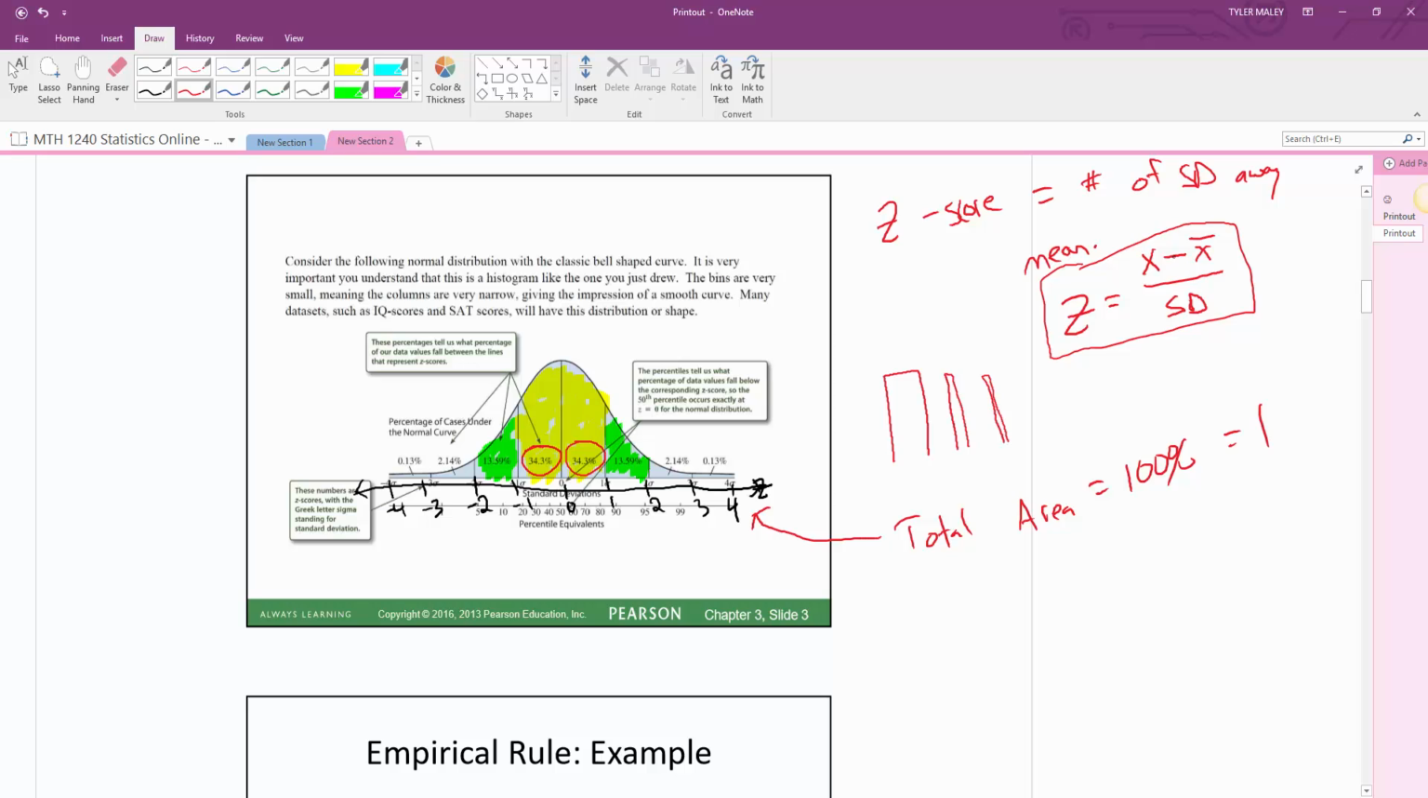It's just the ratio of the distance away from the mean compared to the average distance away from the mean. Since we're taking the distance and dividing it by the standard deviation, we're trying to see how many standard deviations it is away from the mean. And this gives it a specific z-score. So that's what we're talking about here.